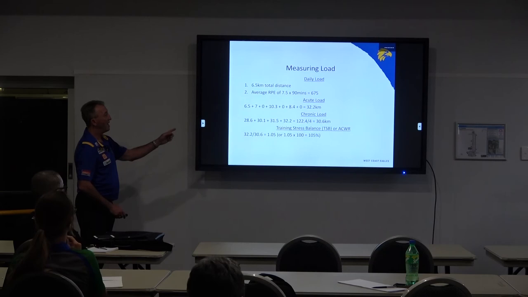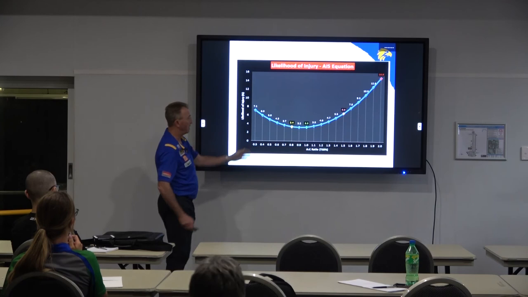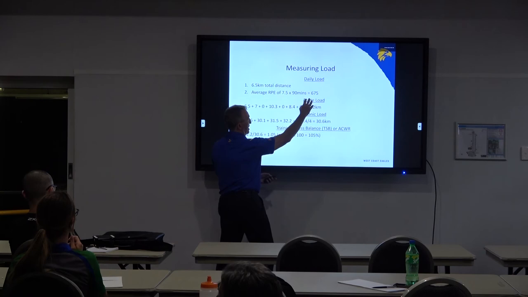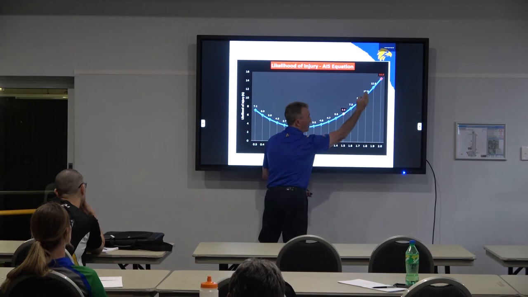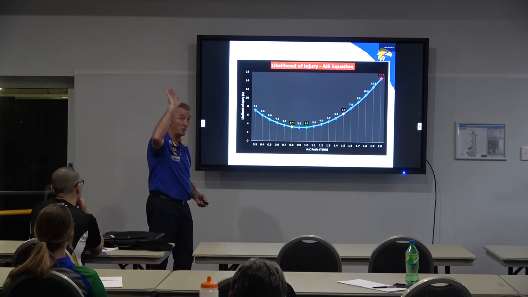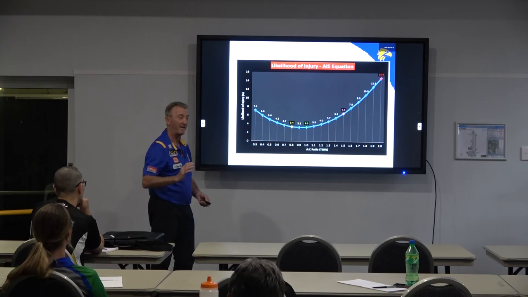This is from the AIS. All the data they've collected, training stress balance. So remember this figure here, 105%. What I did in 1 week over what I've done in 4 weeks, 105% here. It has the lowest rate of injury. And as you do more in 1 week compared to what we've done in the last 4 weeks, your risk of injury escalates. So when you have a massive spike in load, you are putting your players at risk if they haven't done a lot of work, players, athletes, in the previous month.